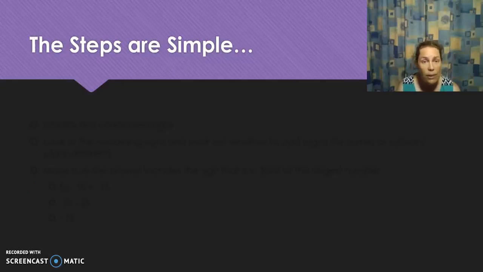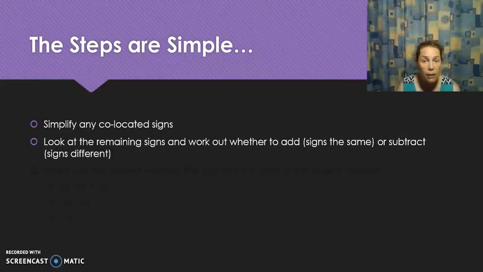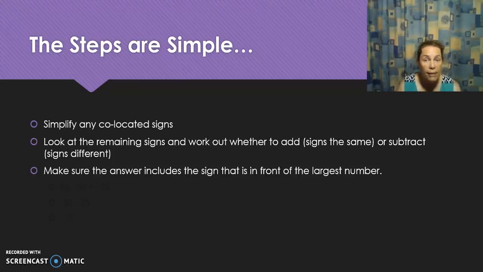Let's just summarise the steps, because if you get these steps, you'll be right every time. Simplify any co-located signs. Then look at the remaining signs and work out whether you need to add the two numbers, that's if the signs are the same, or subtract them if the signs are different. Then make sure the answer includes the sign that is in front of the largest number.